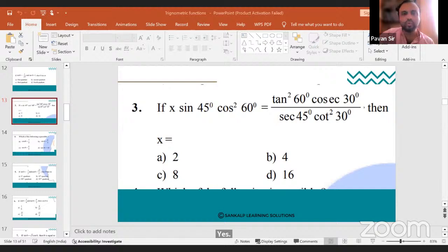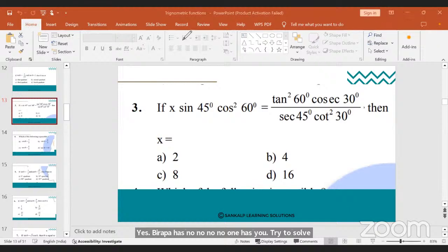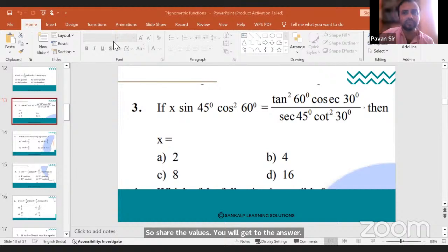Birappa has given, no one has given the answer. Still, try to solve this, student. Substitute the values, you will get the answer. So, you can write it as x sine 45.